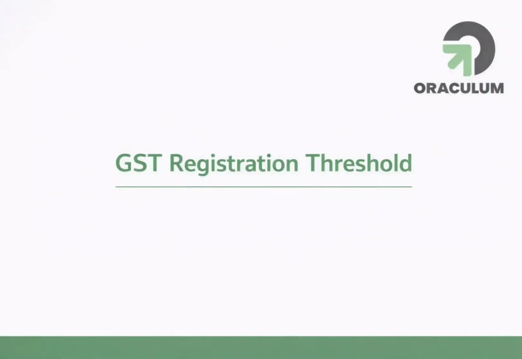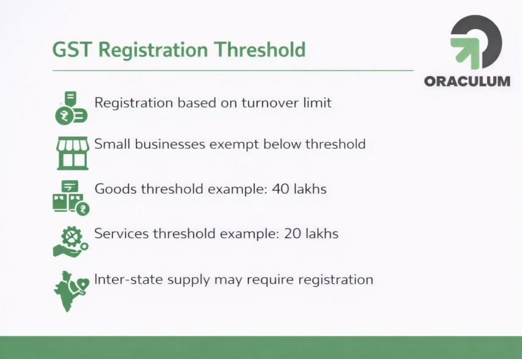Turnover thresholds for GST registration. Registration is required when a business's annual taxable turnover exceeds a prescribed threshold. This ensures small businesses are not burdened while larger entities participate in the tax system. For example, in India, goods suppliers must register above INR 40 lakhs and service providers above INR 20 lakhs. Certain activities like interstate supply may require registration regardless of turnover.